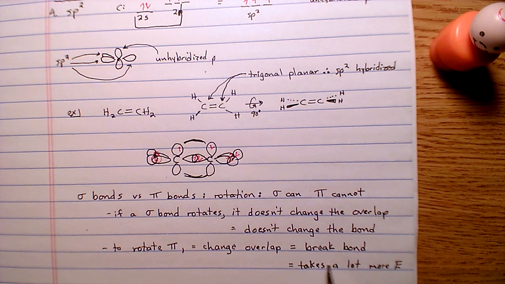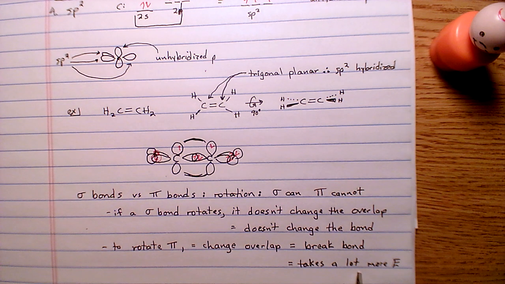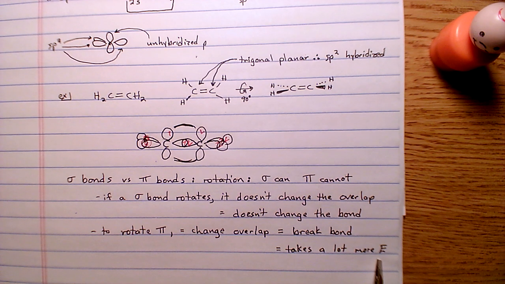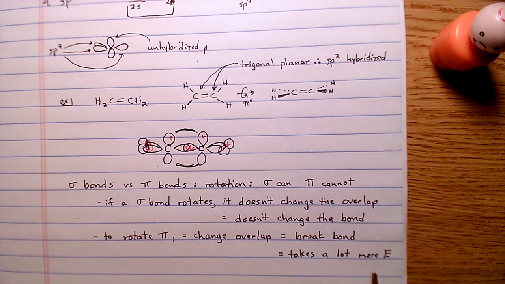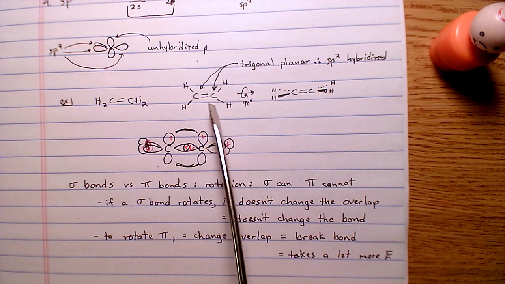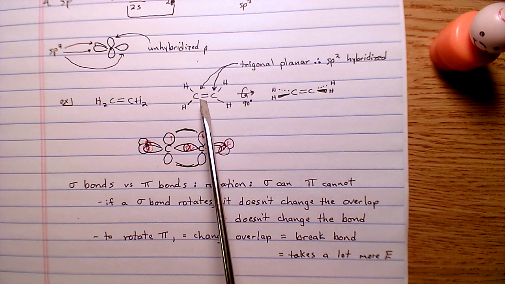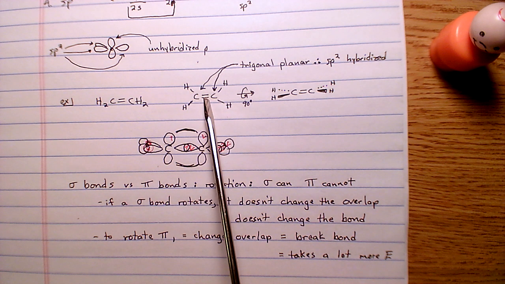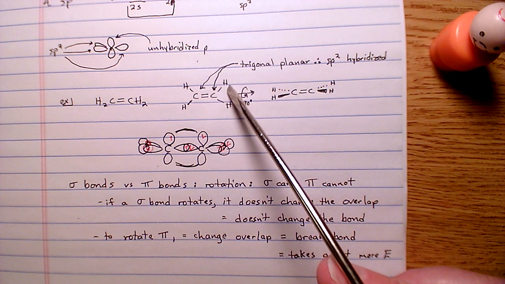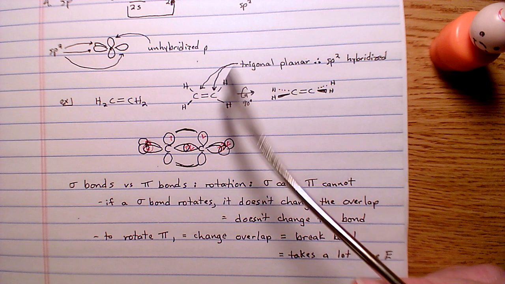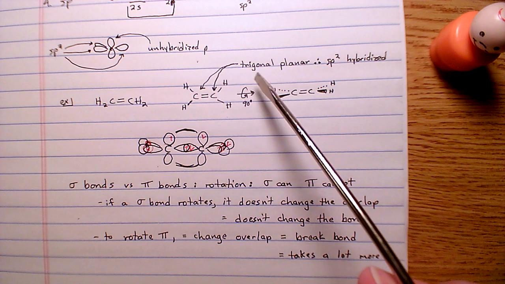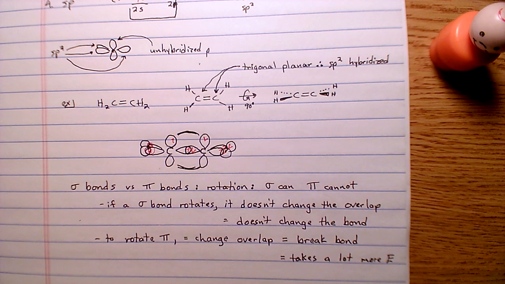Changing the overlap means you have to break the bond, and breaking the bond takes a lot more energy. So pi bonds do not rotate, which means when you have this carbon-carbon double bond here, you've got the sigma bond and the pi bond. The fact there's a pi bond means that these two hydrogens cannot be rotating around. These two will always be in the same plane as these two over here.